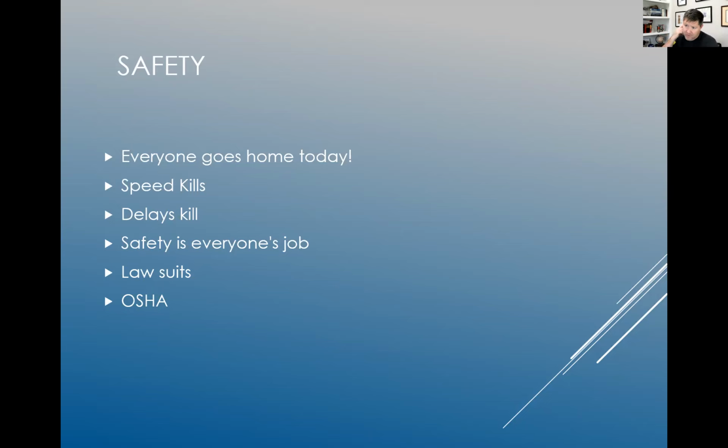Safety is everyone's job. You want to avoid lawsuits. You don't want to get sued because somebody tripped on your job site because you created an unsafe working environment. And of course, OSHA, that's the Occupational Safety and Health Association. At some point in your career, they're going to visit your job site. You want to make sure you're in compliance with them. You don't want to have to pay a ton of fines because you're not complying with the OSHA regulations. It's important.